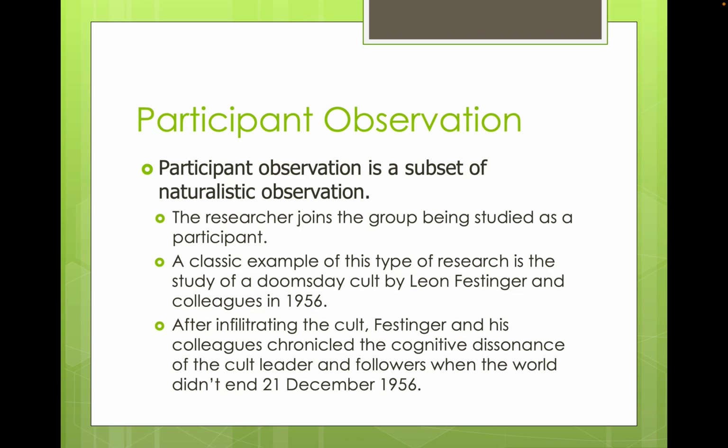Participant observation is a subset of naturalistic observation. The researcher joins the group being studied as a participant. A classic example of this type of research is the study of a doomsday cult by Leon Festinger and colleagues in 1956. After infiltrating the cult, Festinger and his colleagues chronicled the cognitive dissonance of the cult leader and followers when the world didn't end 21 December in 1956.